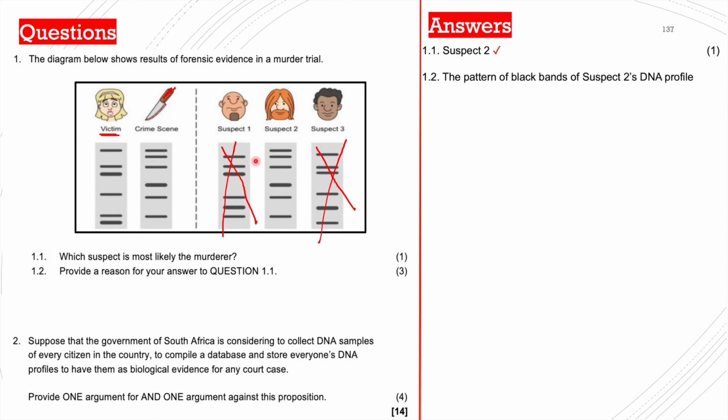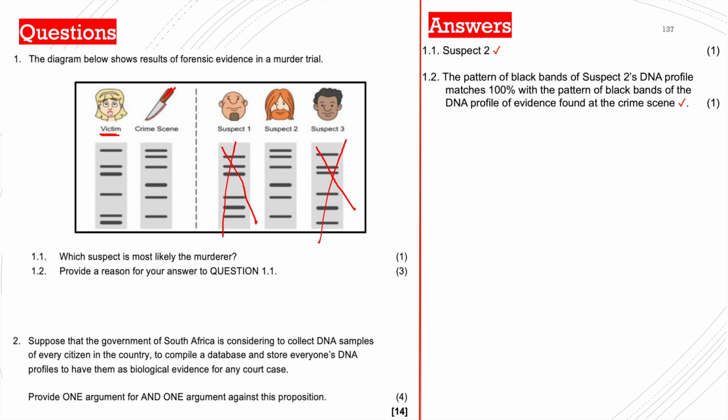Remember, you do not see the DNA here. However, what we do see is the sequence of black bars or black bands of the evidence that is found at the crime scene and of the DNA profile of suspect 2. So the answer is the pattern of black bands of suspect 2's DNA profile matches 100% with the pattern of black bands of the DNA profile of the evidence found at the crime scene.